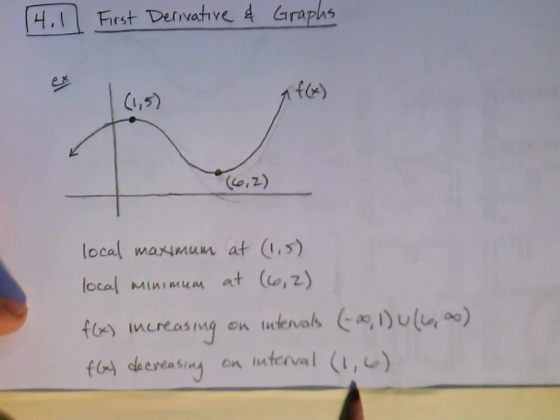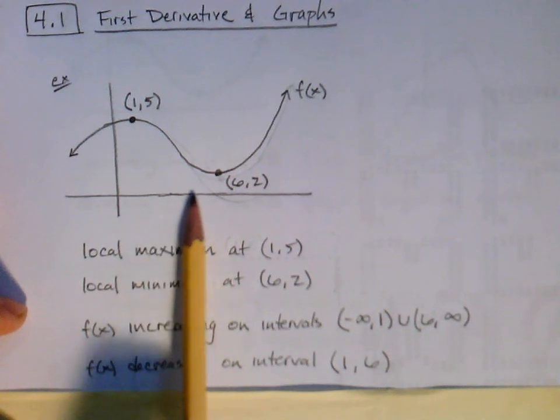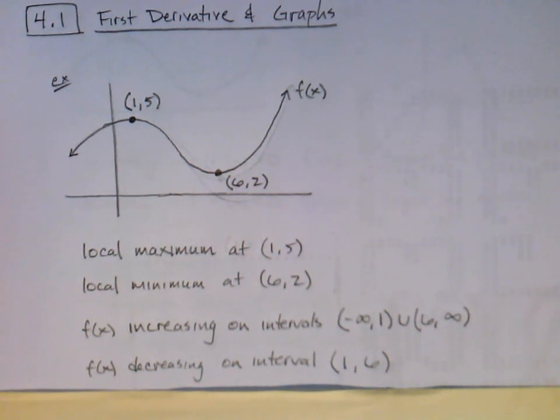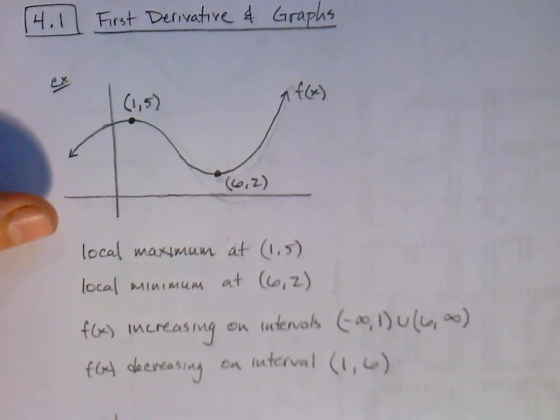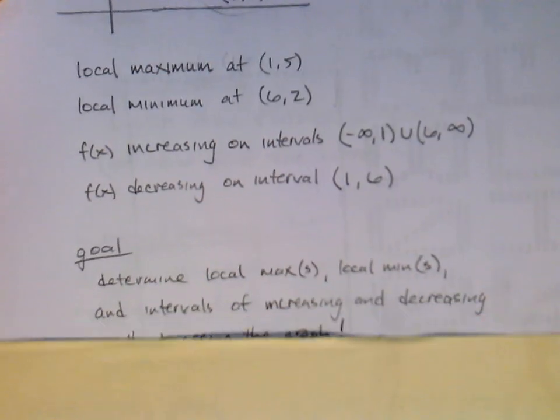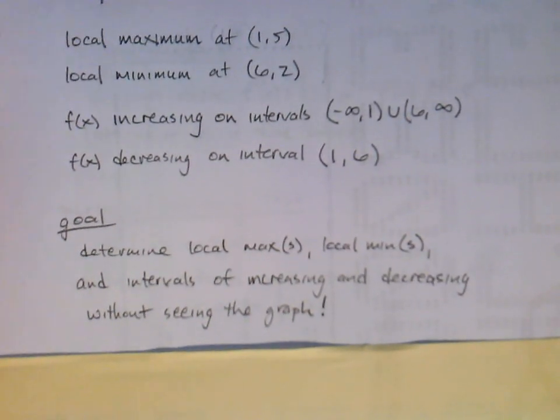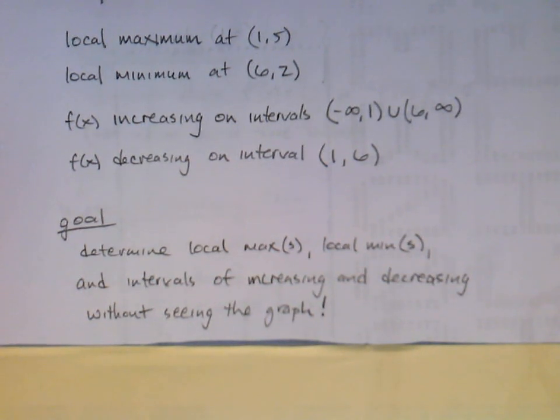It's decreasing in between. From x equals 1 to 6, right? It's dropping. And so we can write just the one interval from 1 to 6. Okay. So it turns out we're going to begin. I guess I've got our goal here. Now this is good. What's the plan here?